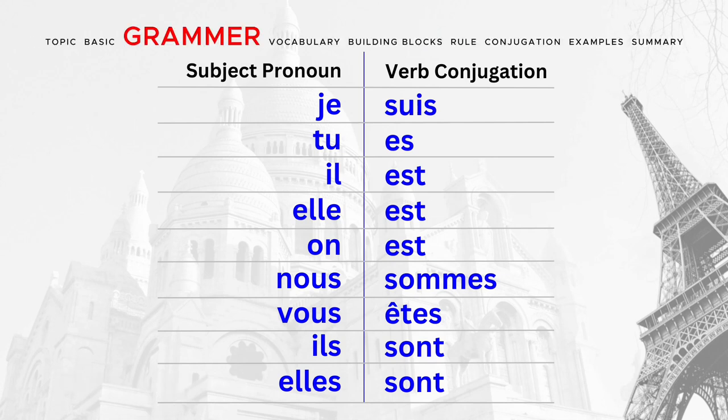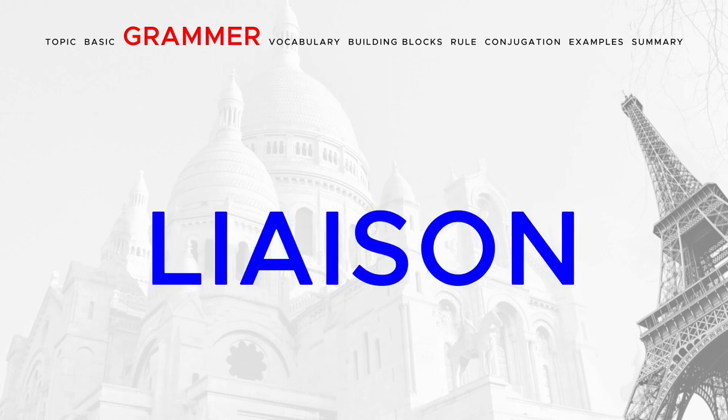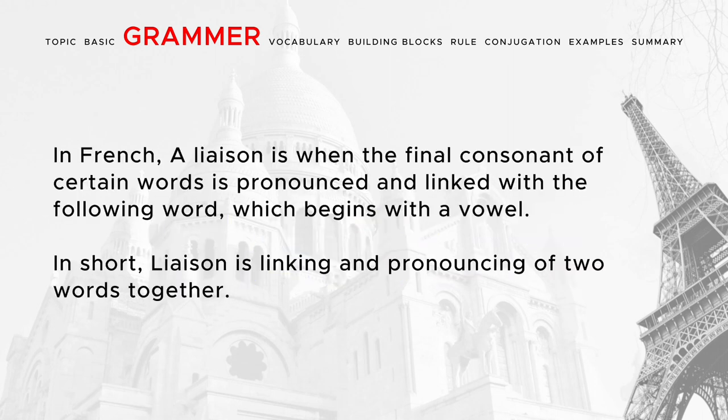Great. Let's focus on some grammar now and learn something known as liaison in French. In French, a liaison is when the final consonant of certain words is pronounced and linked with the following word, which begins with a vowel. In short, liaison is linking and pronouncing of two words together.